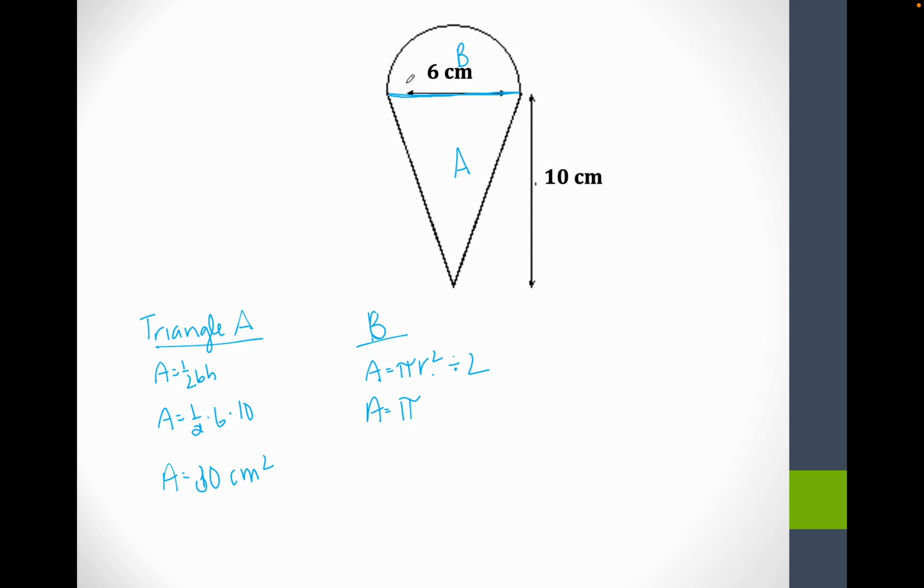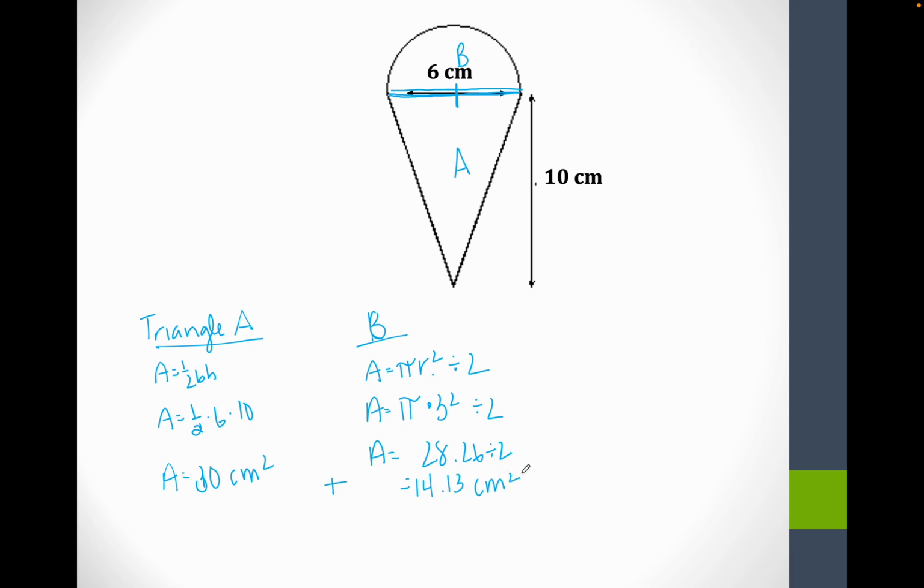The radius of this circle is halfway across. So if the total distance, the diameter, is 6, our radius is 3 squared, and then we will divide that all by 2. If I use 3.14 for pi times 3 squared, that gives us 28.26. Divide that in half, I get 14.13 centimeters squared for my semicircle.